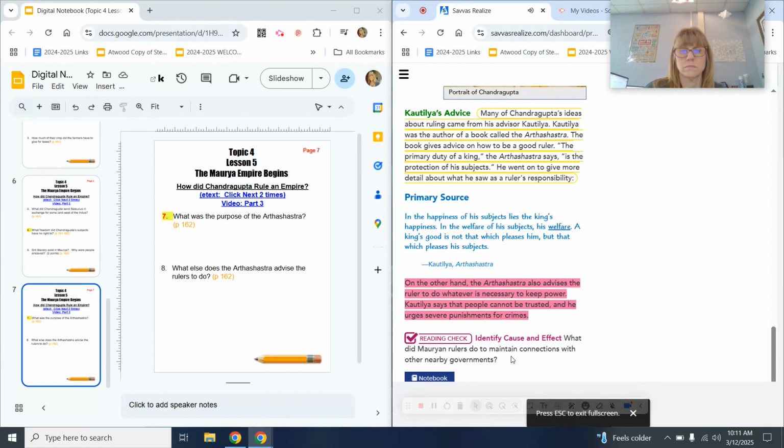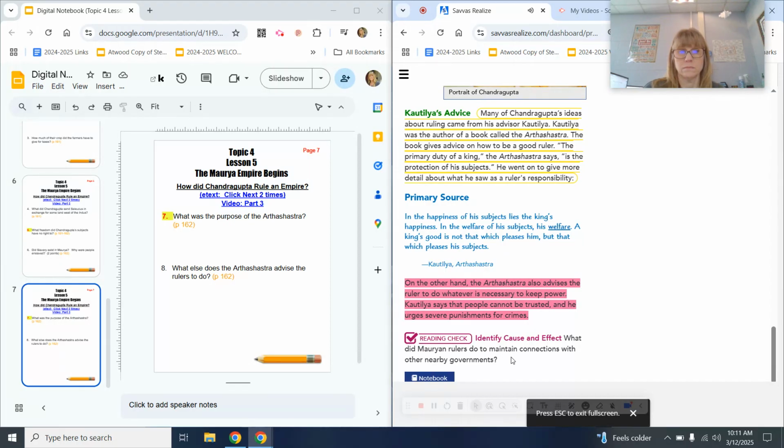Kautilya's advice. Many of Chandragupta's ideas about ruling came from his advisor Kautilya. Kautilya was the author of a book called the Arthashastra. The book gives advice on how to be a good ruler. The primary duty of a king, the Arthashastra says, is the protection of his subjects. He went on to give more detail about what he saw as a ruler's responsibility.